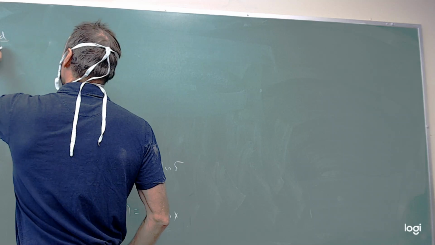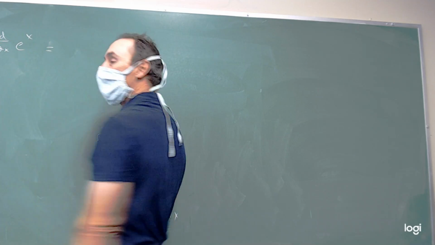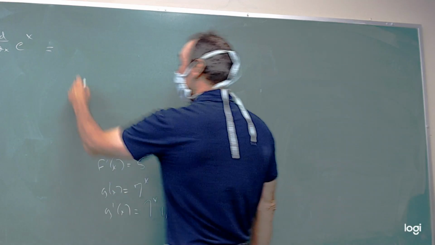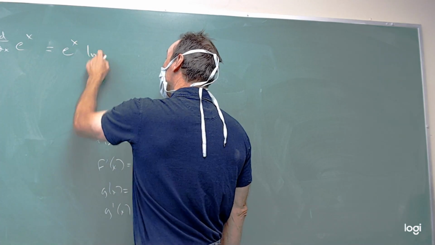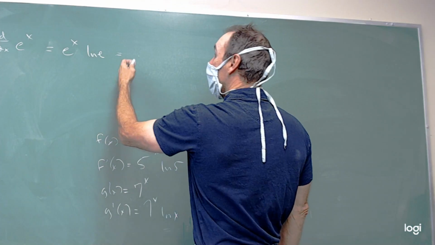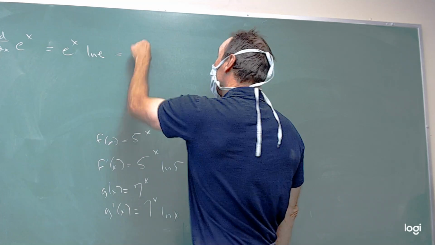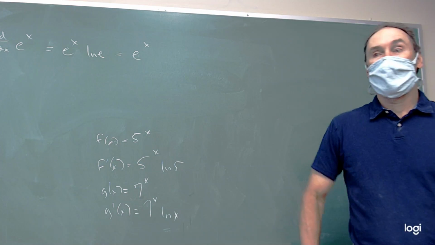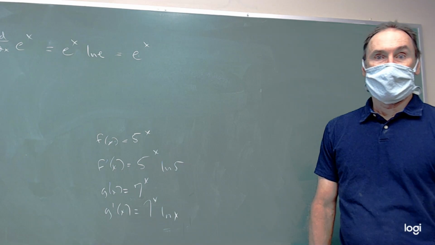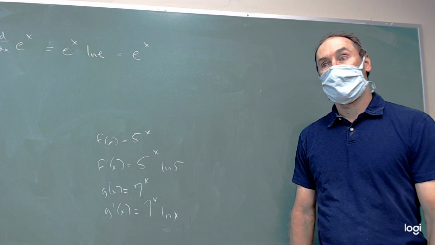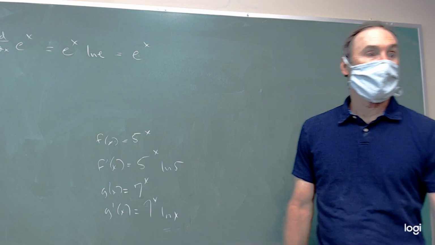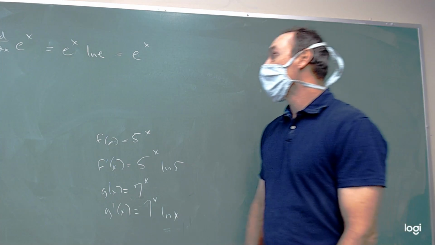The derivative of e to the x. You saw that coming? So it's going to be e to the x times the natural log of e. But what's the natural log of e? 1. Can you believe it? The derivative of e to the x is itself, e to the x. So what's the second derivative of e to the x? e to the x. And the third derivative, and you get the idea. Isn't that amazing? That's pretty cool.